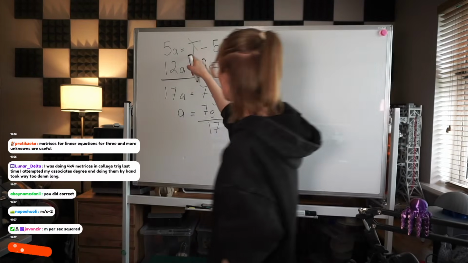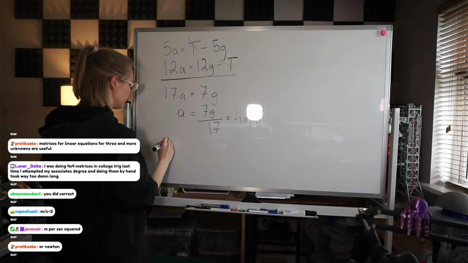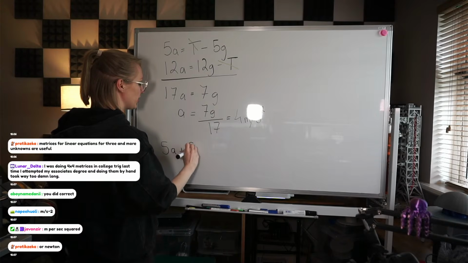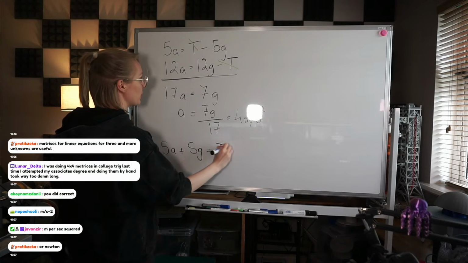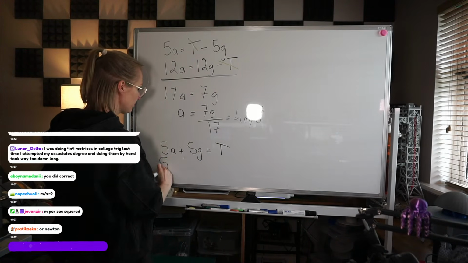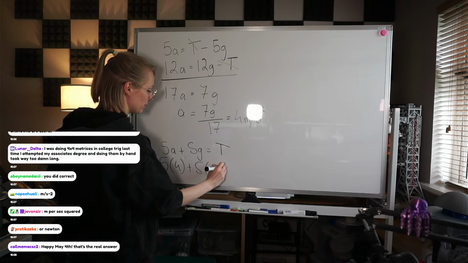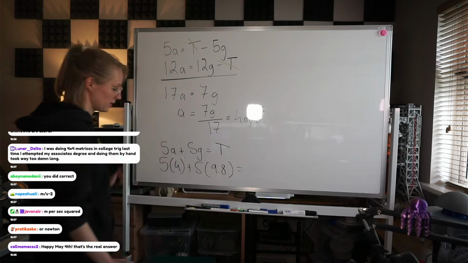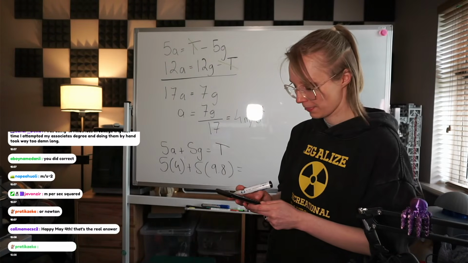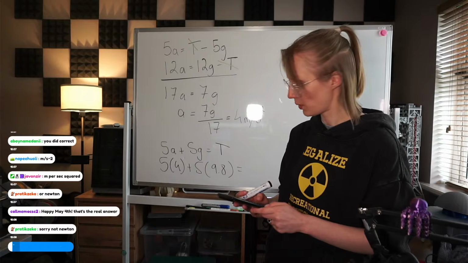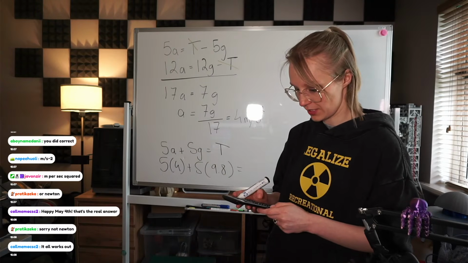you want. Let's grab this one. That's 5A plus 5G is equal to T. I've just rearranged the equation a little bit. 5 times 4 multiplied by 5.98. Put that into your calculator. 5 times 4, which is 20, plus roughly 50.